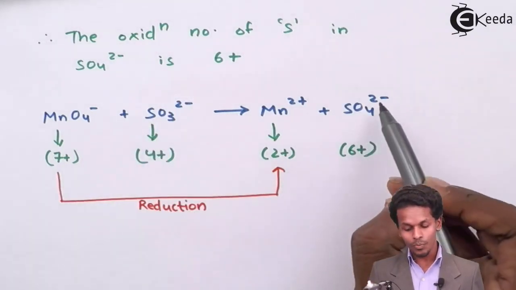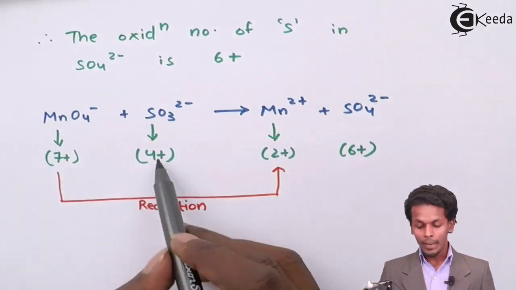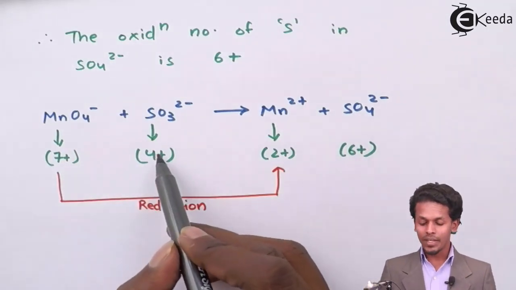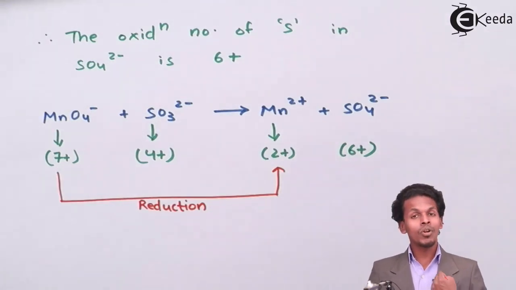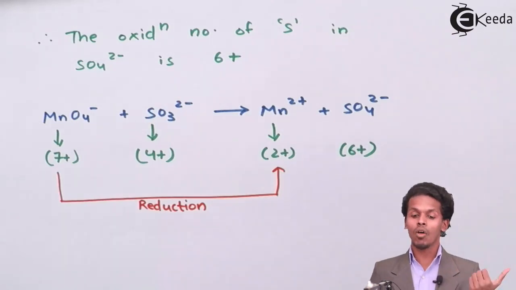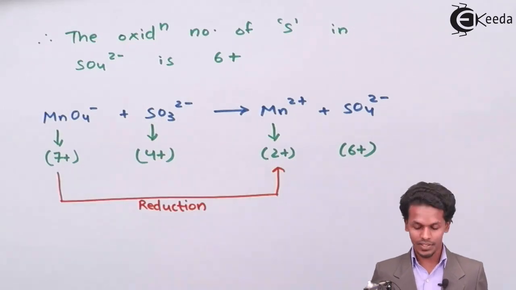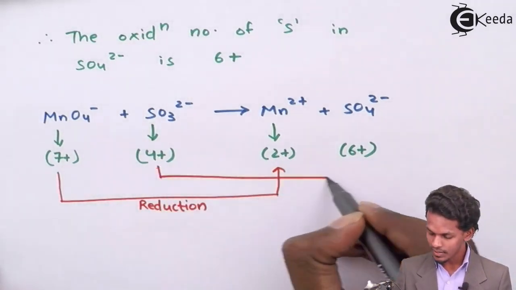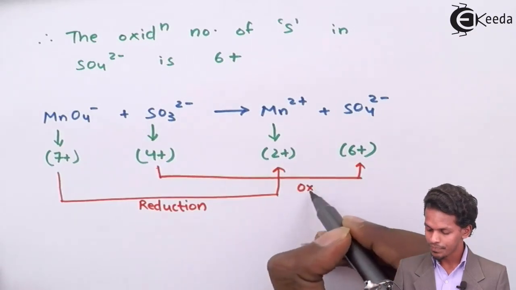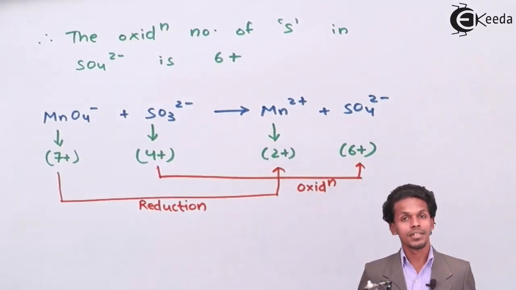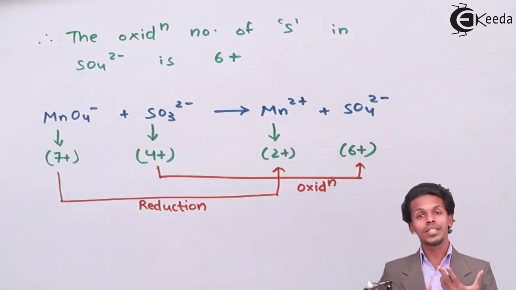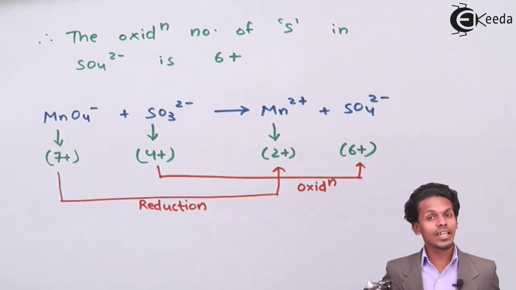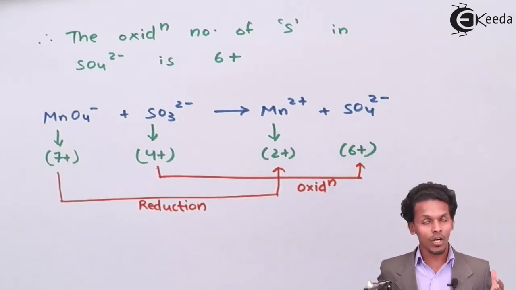And the next one, SO3 2 minus, is converted into SO4 2 minus, but the oxidation number changes from 4 plus to 6 plus. In this case, the oxidation number is increasing. This is only possible if electrons are being lost by the SO3 2 minus, so we get an oxidation process. So therefore this process is nothing but oxidation. Because we have determined which one is showing oxidation and which one is showing reduction, it is very clear that the overall reaction given to us is a redox reaction.